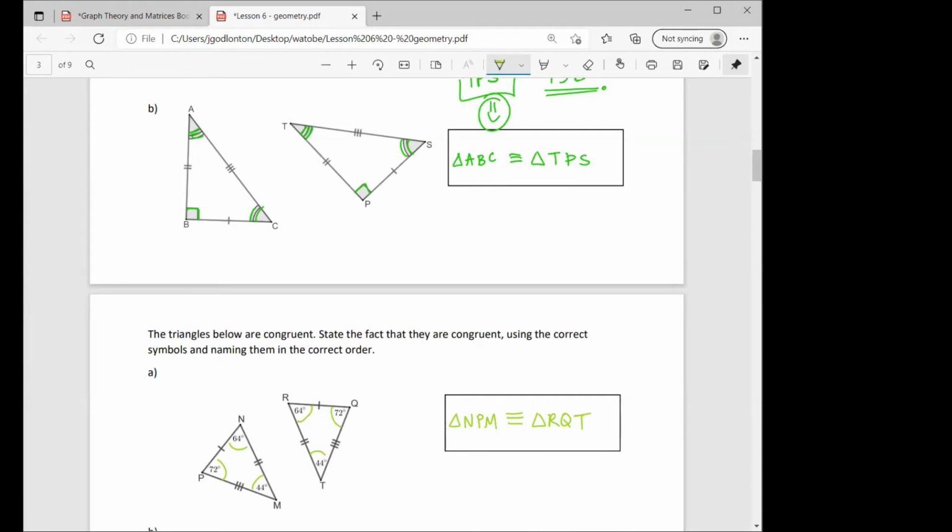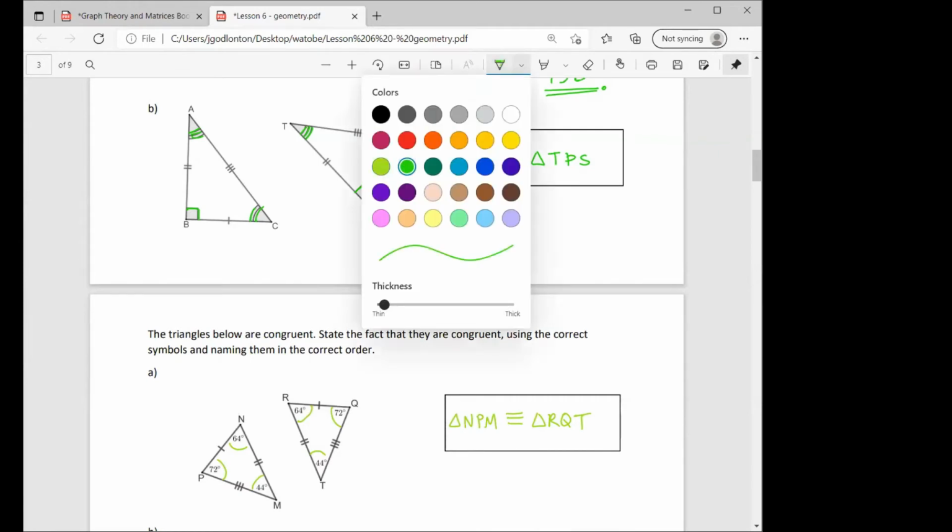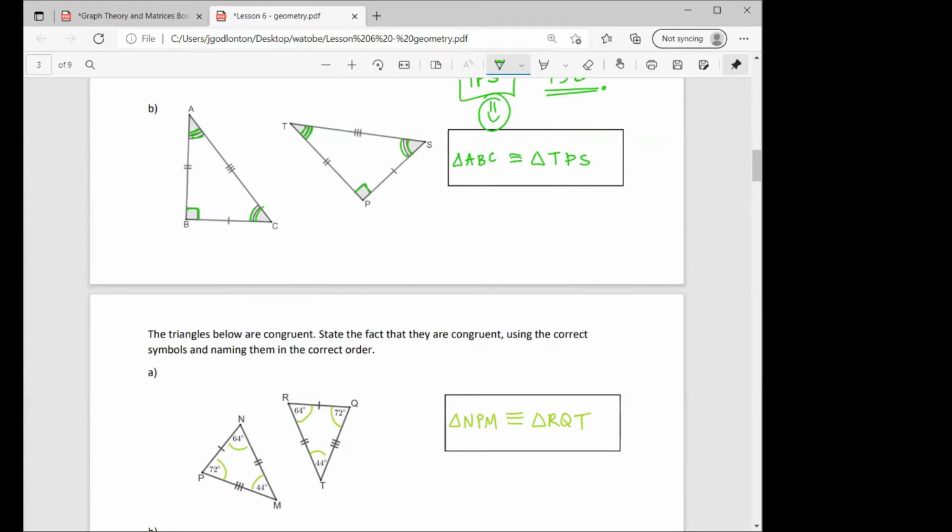Now, what I want you to be careful with, because some of you have actually gotten this right, you've just written in a different order. So I don't want you to look at my answer and think, oh, I've gotten this wrong. Just remember that as long as your N is in the same place as your R, and your P is in the same place as your Q, and your M is in the same place as your T, then it's fine. So what I mean by that is I could also have written PMN is congruent.